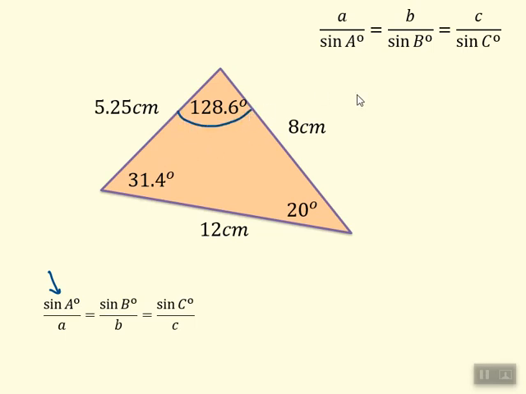If I do sine of that angle and then divide it by its opposite side, 12, it's going to give me a number, so let's work that out. I'm going to use the fraction button. So sine 128.6. You should be doing this with me. Divided by 12. That gives you a decimal.